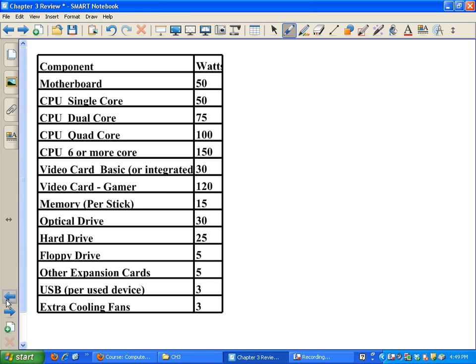Okay, so they all have motherboards, right? They all have a CPU. In this case, there are 4 different choices here. They've all got video, whether it's integrated, basic, or a gamer card. They've all got memory. You've got to figure out how many sticks there are, because they all pull. They normally all have an optical drive. How many do they have? Hard drives, how many do they have? Floppy drives, other expansion cards. Those could be NICs, modems, extra sound cards, extra USB cards, and then USB.